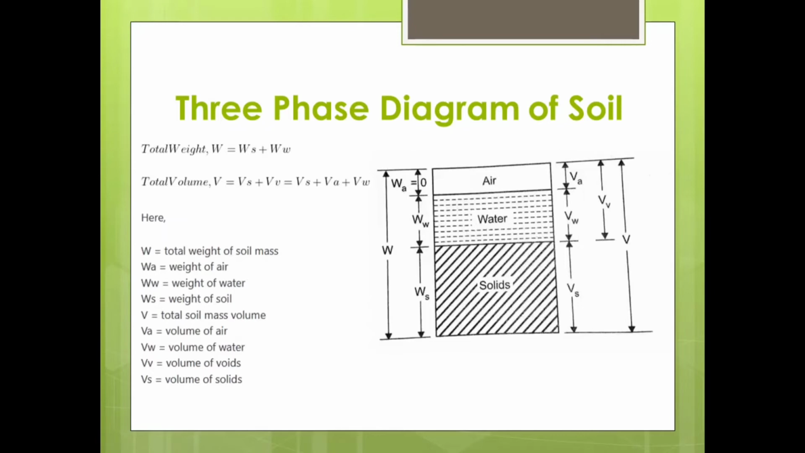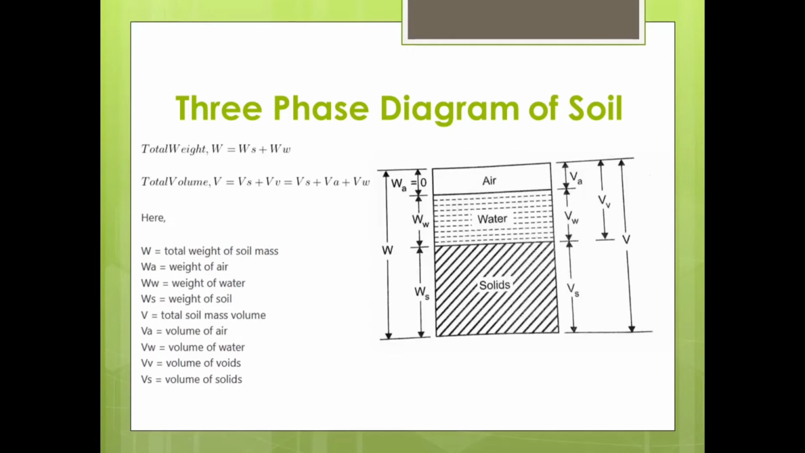Okay. So the weight of air, please remember, is negligible, whereas there is a considerable amount of volume of air. So here the weight of air is negligible. It is constituted only by the weight of solids and the weight of water. Whereas volume is constituted by all three: solids, water, as well as air. So this is our three-phase diagram of the soil system. It is just a representation.